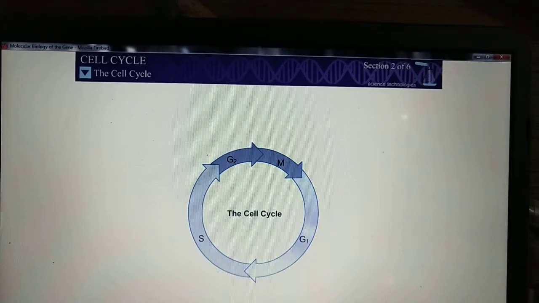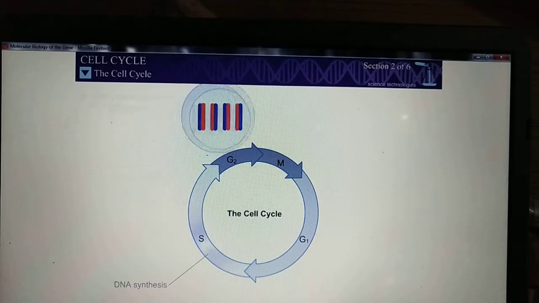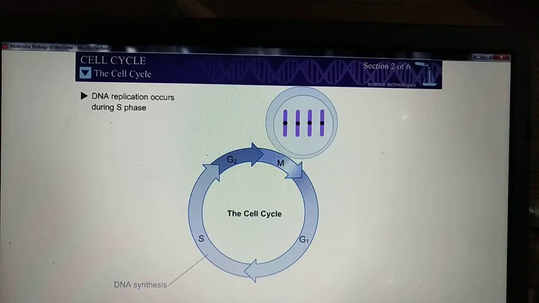The two major events of the cell cycle are DNA replication and chromosome segregation. DNA replication occurs in the S, or synthesis phase of the cell cycle, and chromosome segregation occurs in the M, or mitosis phase.